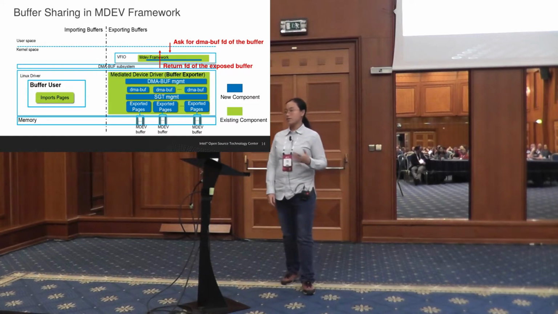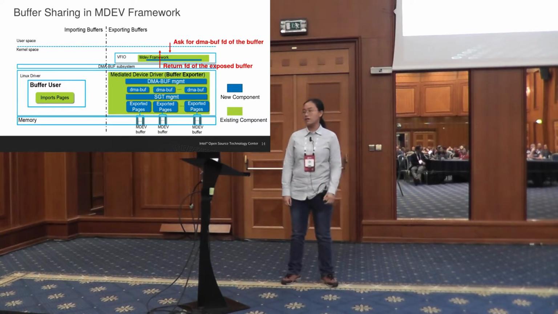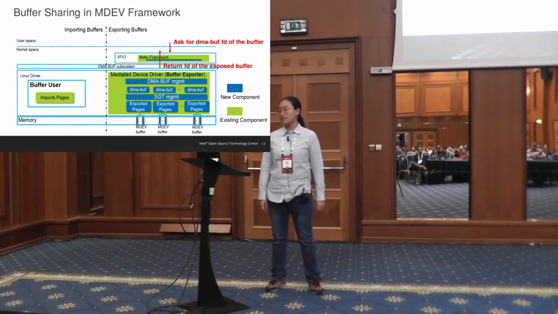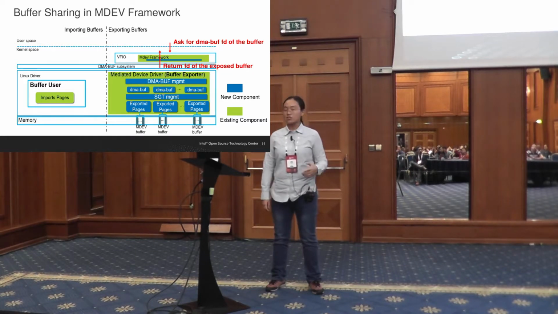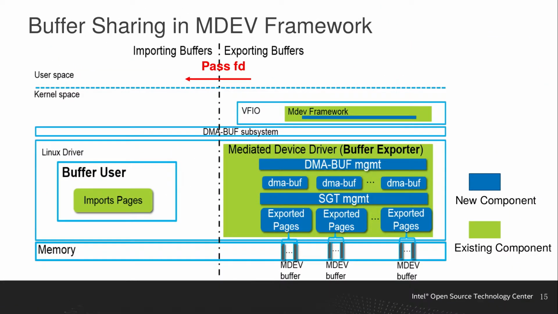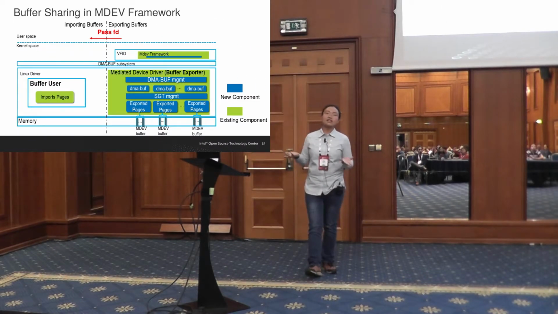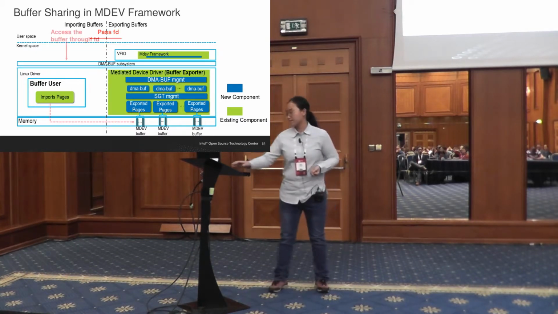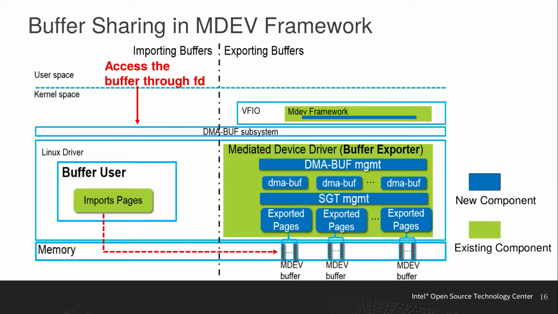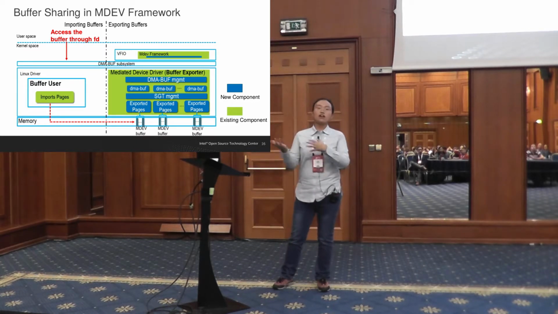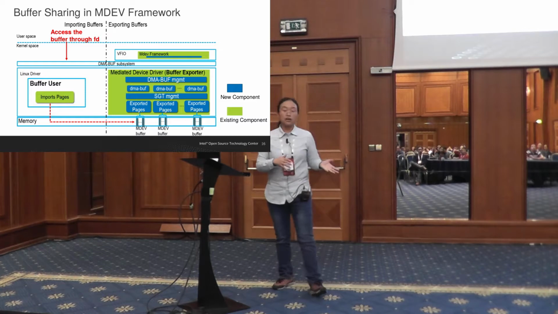After the first API is returned successfully, the user can invoke the second API to ask the mediated device driver to create a DMABuf object and install a file descriptor with it. And at last, return the file descriptor to the user space. Then the user space applications may send this file descriptor to the real buffer user. And with this file descriptor, the buffer user first, of course, needs to map the buffer address to its own address space.